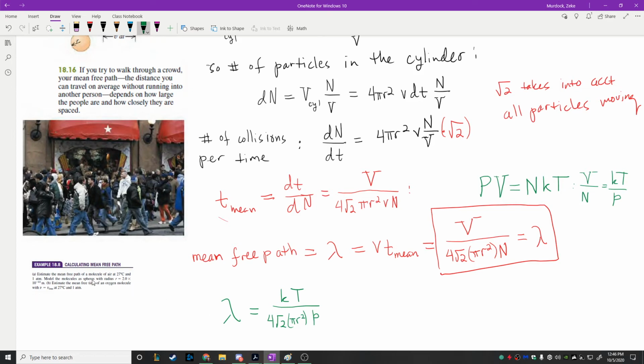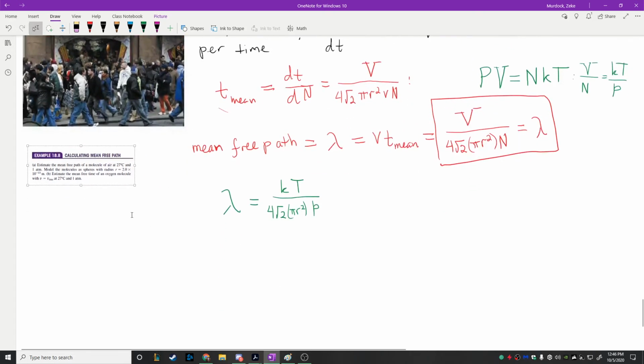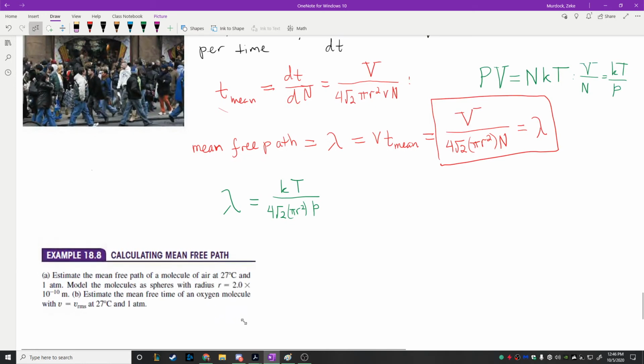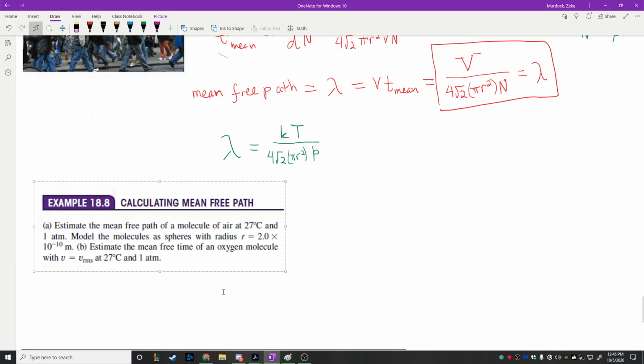Okay, let's do this problem and see what these values are like. How big is the actual mean free path? It's got to be really small. The fact that there's a radius in here matters. We'll see. Also, K is 10 to the negative 23, so this distance is going to be, I would guess, very tiny. I don't know though. Let's see.